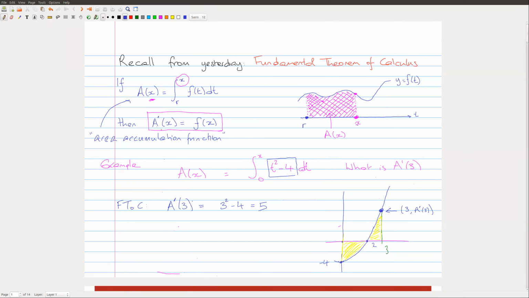Okay, so this is increasing with x if the graph is sitting above the x-axis. It's stationary at a point if the graph has 0 value there. You're not accumulating any area instantaneously. It's negative if the value of the graph is below the x-axis.